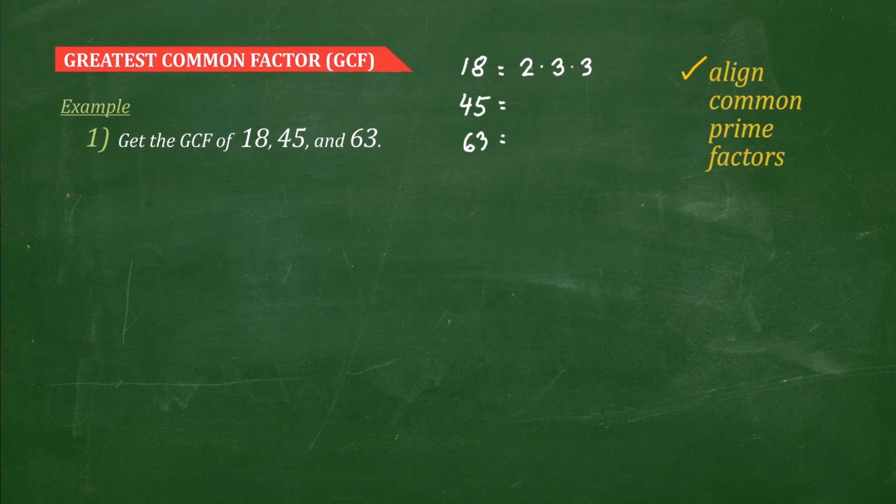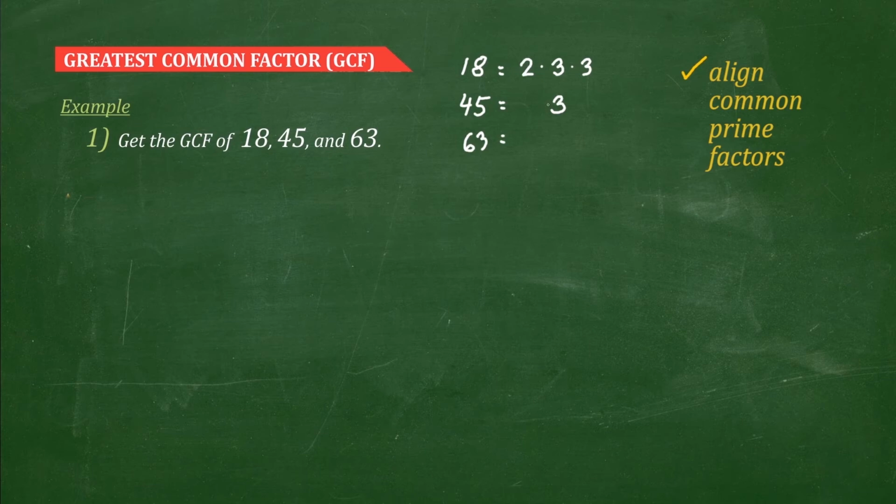45 is not divisible by 2. However, it's divisible by 3. So let's write 3 here. But as we said, let's align common prime factors, so put 3 here. Align to the 3 on the upper row.